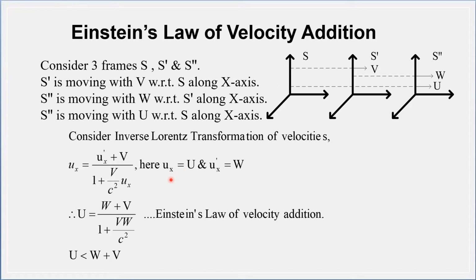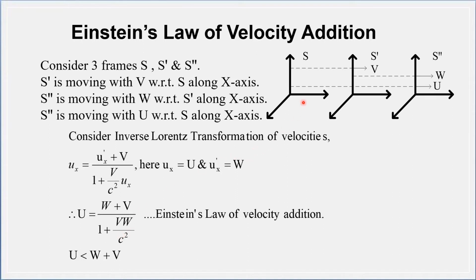Okay. Then the third frame is moving with respect to the second frame with the velocity w. So ux dash will be equal to w. See, ux dash is the velocity with which some body in the second frame is moving. So that is w. And u, that is ux, is the velocity with which the third frame is moving in the first frame. So now we substitute here, and what you get is u equal to (w plus v) divided by (1 plus v w by c square).